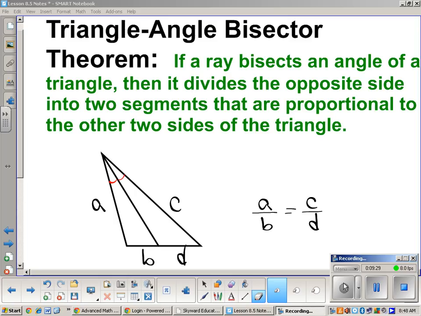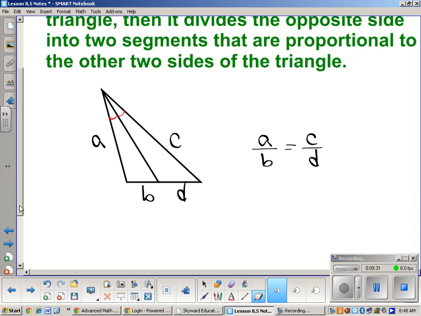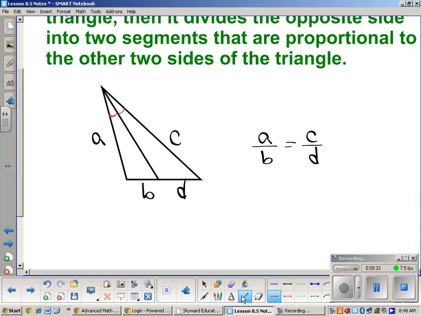All right, what is this saying? Well, it's saying that if this segment, this line, this ray, whatever we want to call it, is bisecting this angle right here of this triangle into two equal pieces. That's what bisect means. Cuts into two equal angles. Okay? So it's cutting this big angle up here into two angles that are equal to each other. Bisects it.